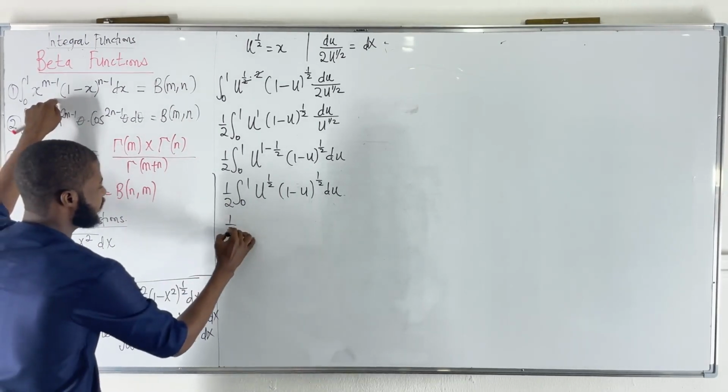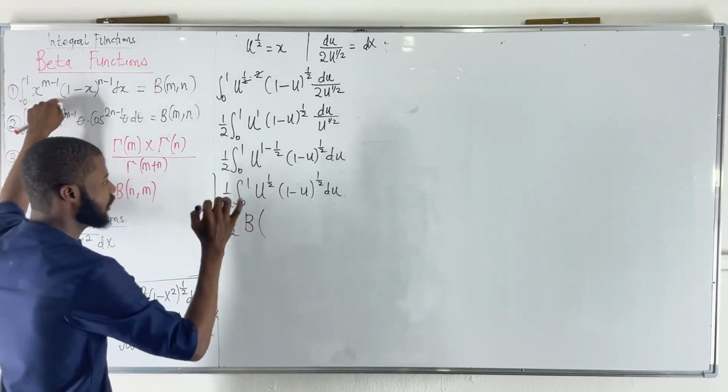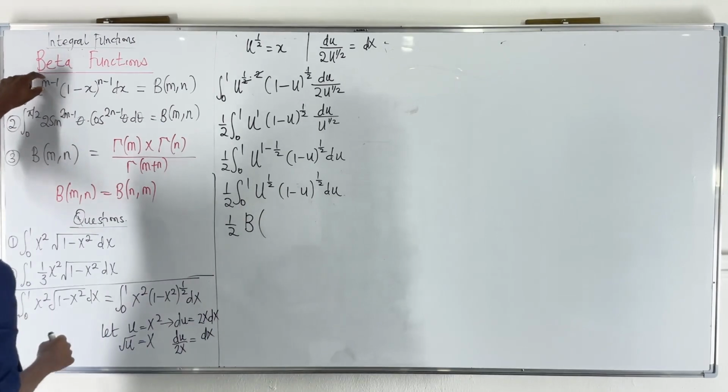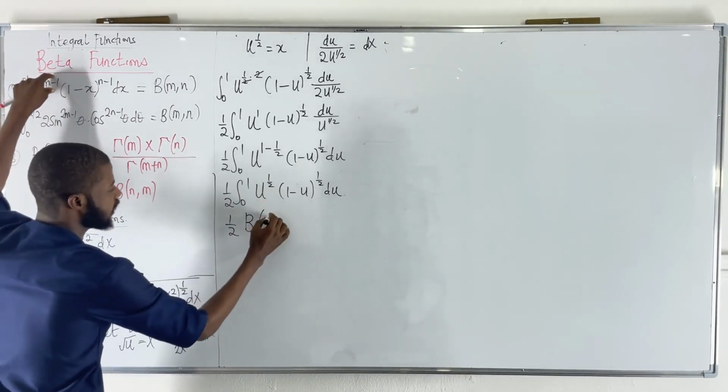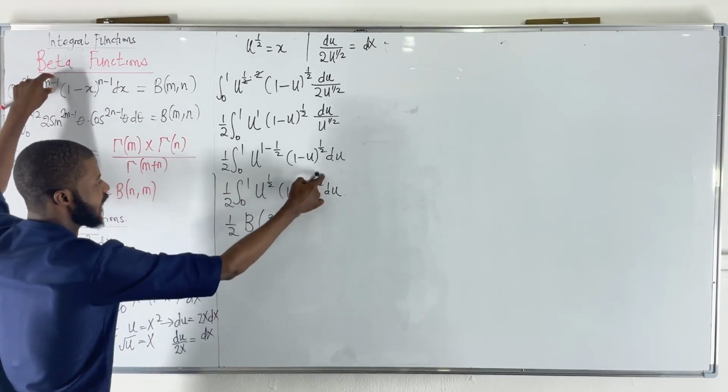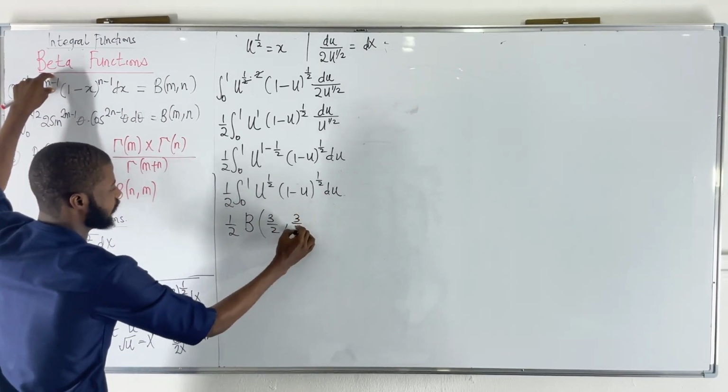So this is half beta of, now be very careful, this is half. Now this is m minus 1. Remember that you always add 1 to this. So what is half plus 1? That's going to be 3 over 2. Then this is half again, plus 1, that's 3 over 2.